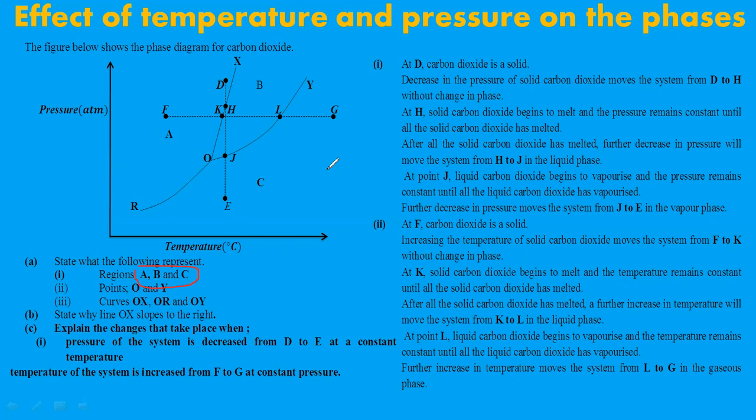Any points O and Y? Actually, you can answer. Yes, please. Point O is the triple point, and point Y is the critical point. O is the triple point of carbon dioxide. Y is the critical point of carbon dioxide. Okay.